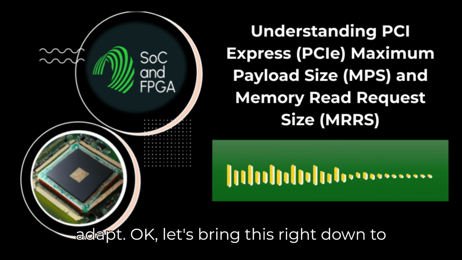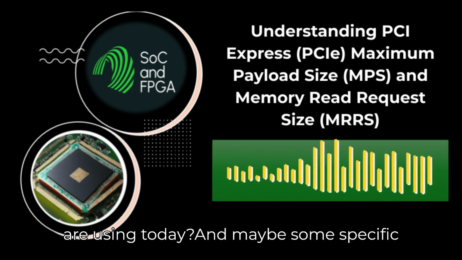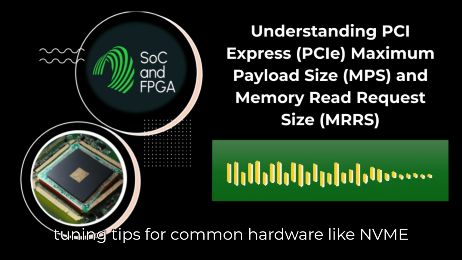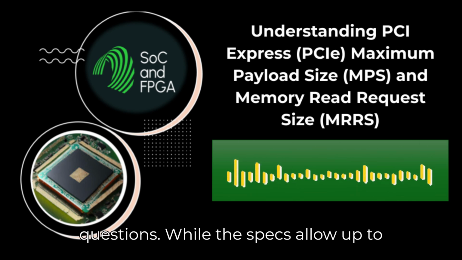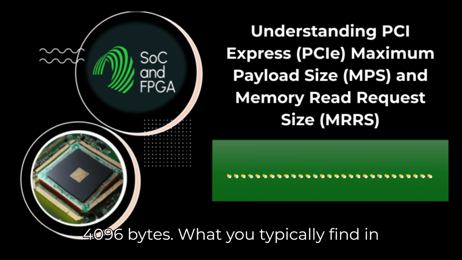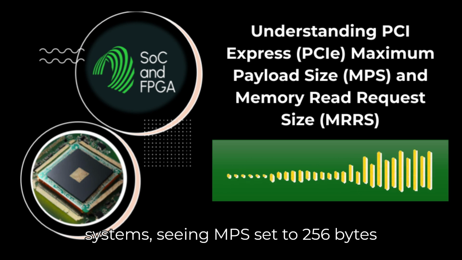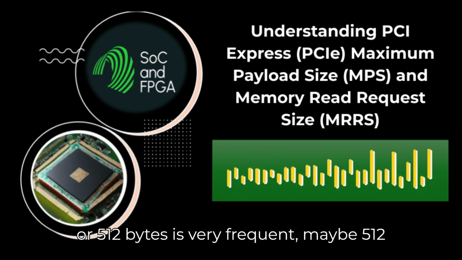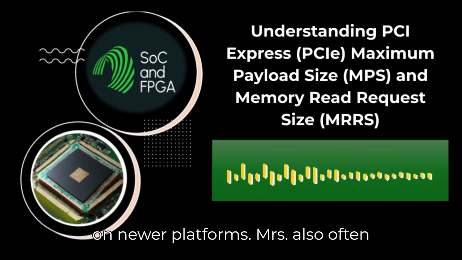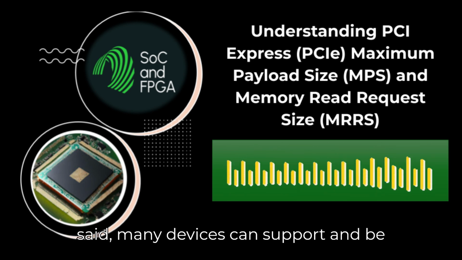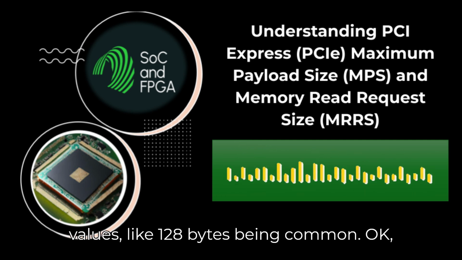Okay, let's bring this right down to earth. What MPS and MRS values do we actually see in the computers people are using today? And maybe some specific tuning tips for common hardware like NVMe drives or GPUs? Great practical questions. While the specs allow up to 4096 bytes, what you typically find in real-world systems is often a compromise. What's common? In many current consumer systems, seeing MPS set to 256 bytes or 512 bytes is very frequent, maybe 512B becoming a bit more common as a default on newer platforms. MRS also often defaults around 512 bytes, although, as we said, many devices can support and be configured for much larger values. Older systems, you'll definitely see smaller values, like 128 bytes being common.